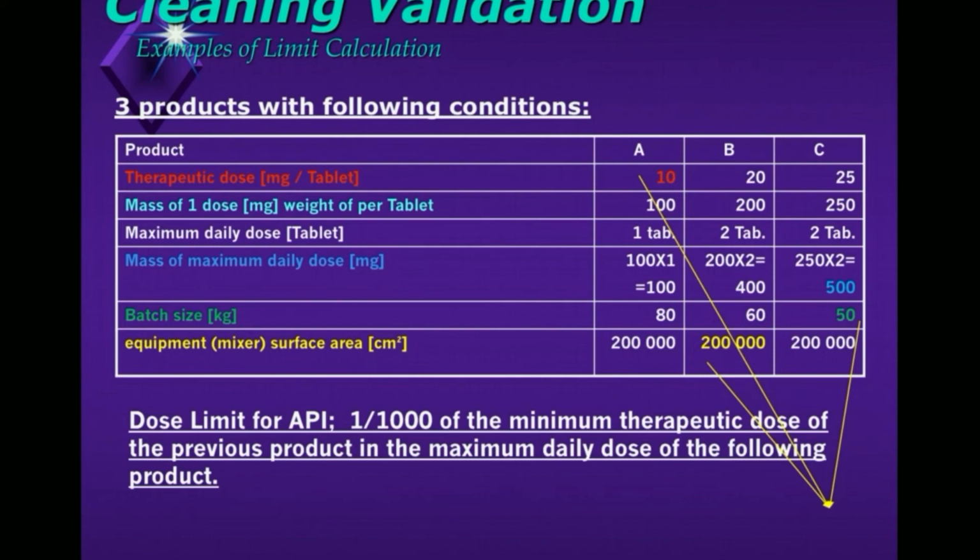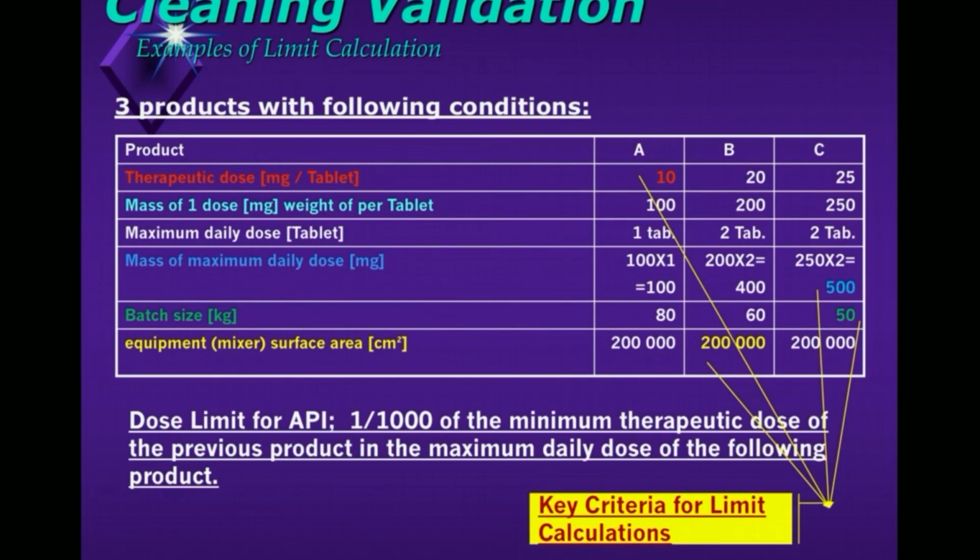Now as far as batch size is concerned, for product A batch size is 80 kg, for product B it is 60 kg, and for product C it is 50 kg. So minimum batch size is 50 kg. And the equipment surface where we are mixing all these three types of products, the surface area is 200,000 square centimeter.